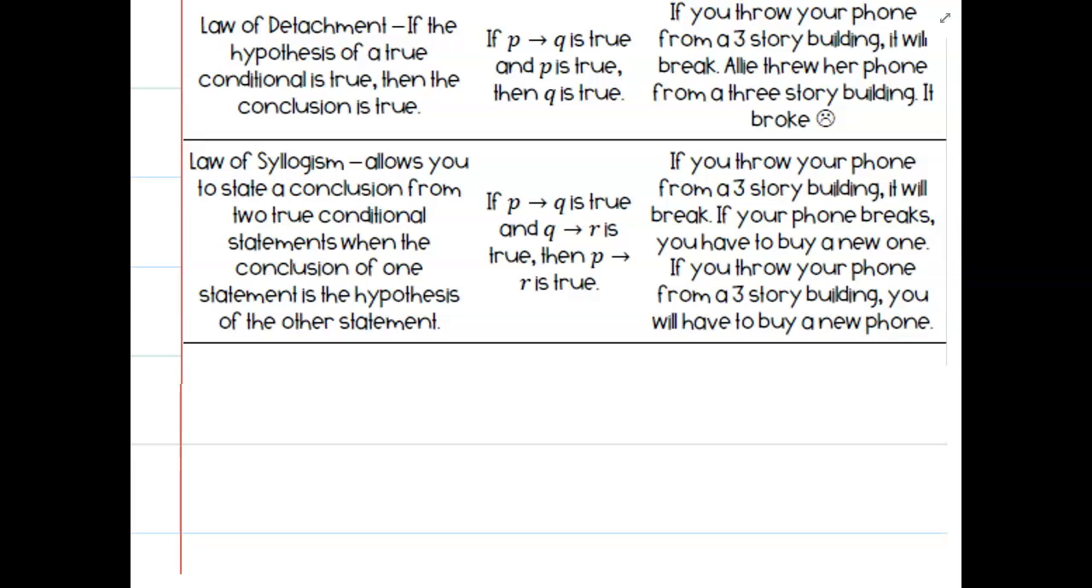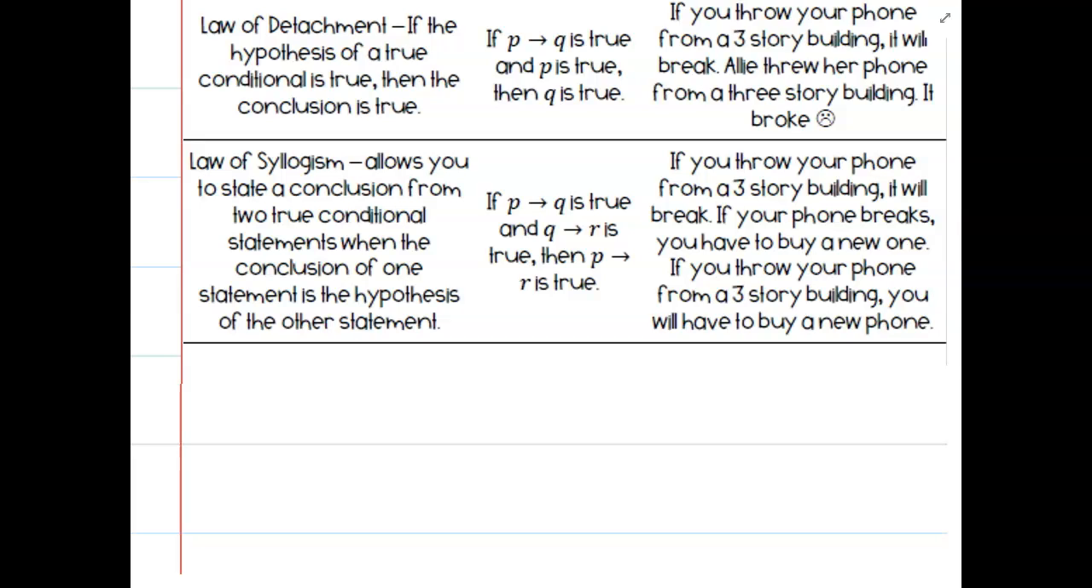Probably the easiest way, if you look at the symbols, if P then Q is true, and Q then R is true, then you can connect P to R. I don't like P's and Q's. So if A then B, and B then C, then you can just jump from A to C. You don't need that B in there.